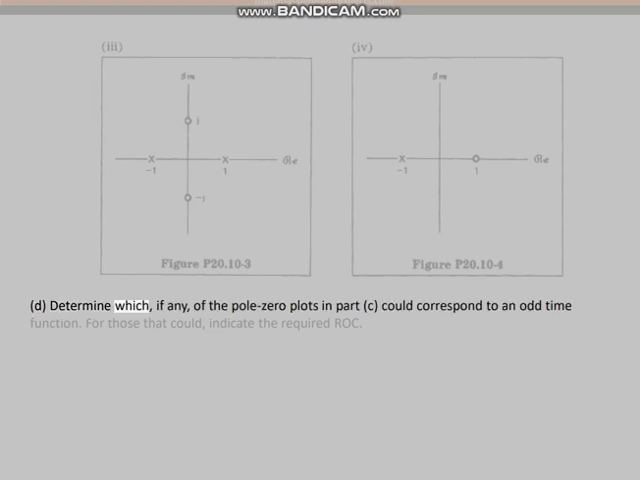D. Determine which, if any, of the pole-zero plots in part C could correspond to an odd time function. For those that could, indicate the required ROC.